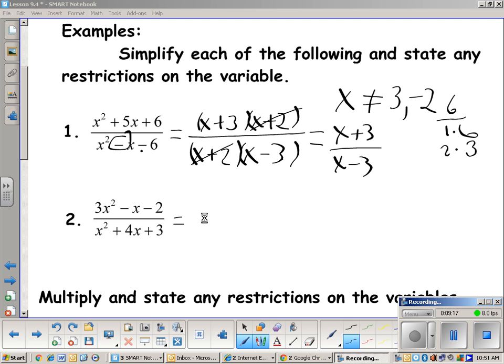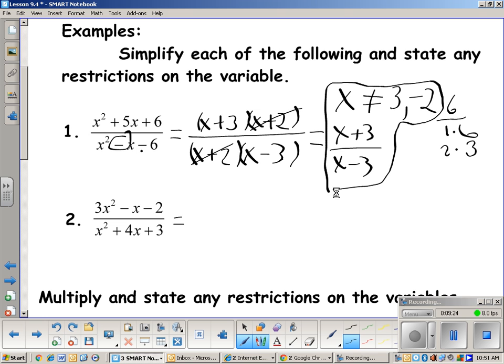This is our answer right over there. All right, so let's look at this next one. All right, we know we have to factor it. So we're going to have this on top and this on the bottom. All right. Which one looks like it's a little easier to factor? Yeah, start with the denominator, because it does not have a coefficient in front of its leading variable, right?